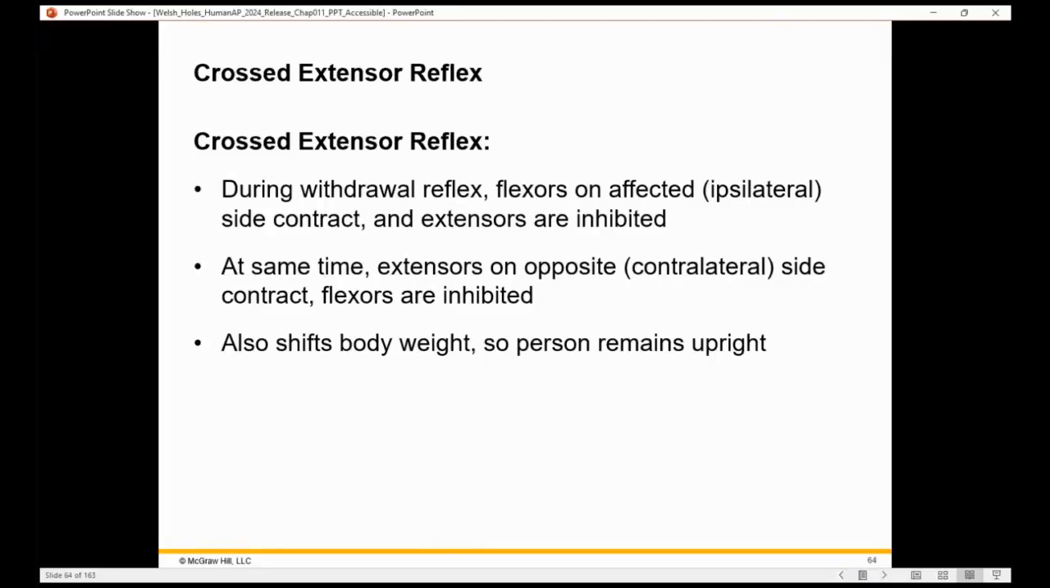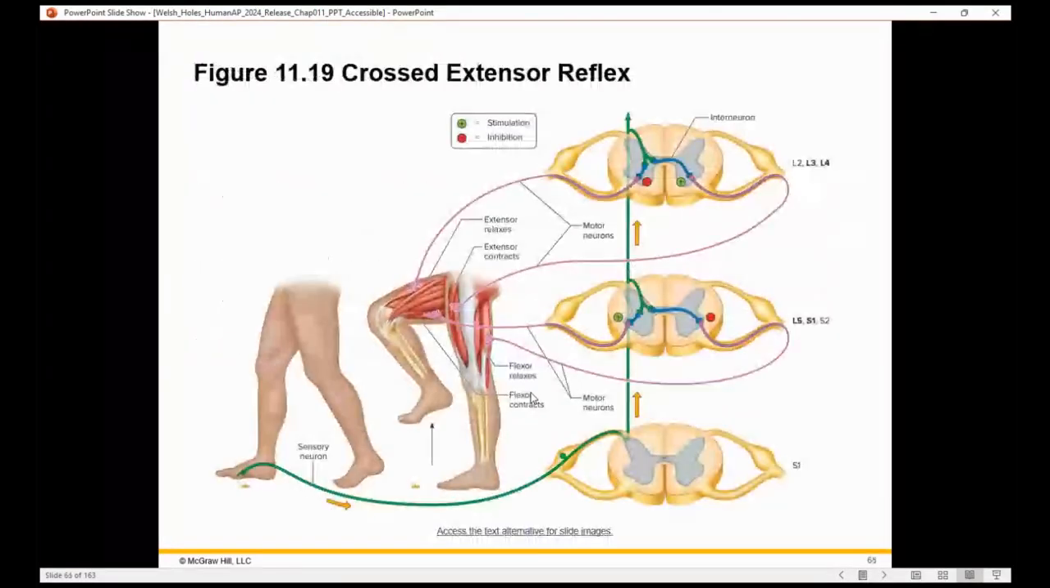So this is during a withdrawal reflex. The flexors are affected ipsilaterally, and so the affected side contracts and the extensors are inhibited. And at the same time, the extensors on the opposite side, or the contralateral side, contract and the flexors are inhibited. Also, this shifts your body weight so the person remains upright. This figure shows you the crossed extensor reflex.